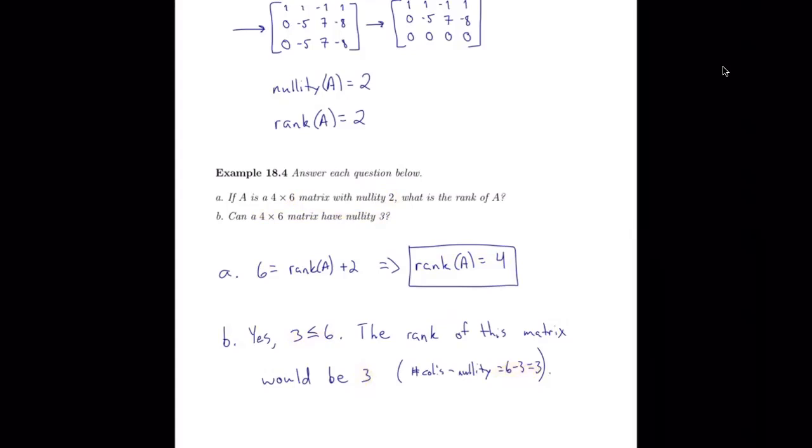If we had a 6 by 4 maybe, and they ask, can the nullity be 5? A 6 by 4? No, the nullity couldn't be 5 because 5 is greater than 4. We can't have a nullity that's greater than our number of columns. So those are just some thoughts for these situations.